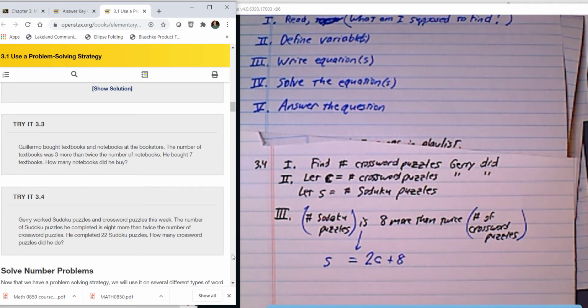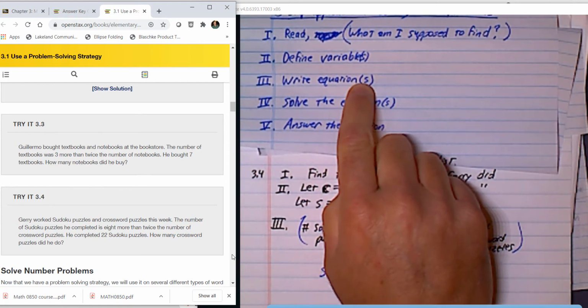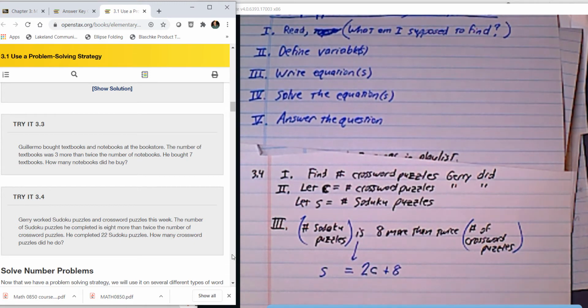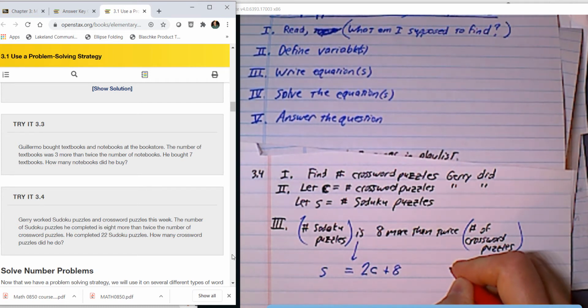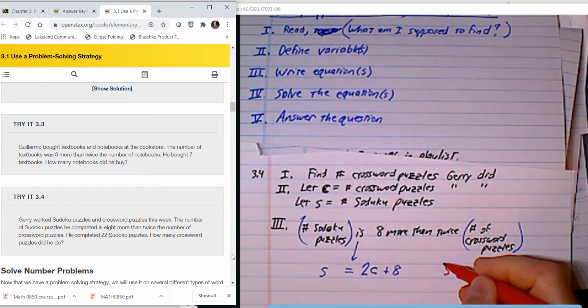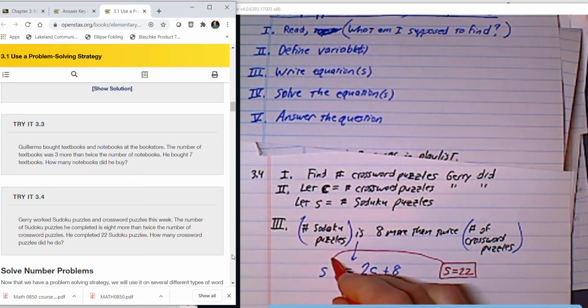Okay? Now remember I said that you need to write equations. If you have 2 variables, you need 2 equations. The next sentence actually gives me the second equation. It said he completed 22 Sudoku puzzles, so S is 22. So I am cheating and teaching you how to work with more than one variable during the very first couple weeks of this class, but it's just a convenient thing to do.